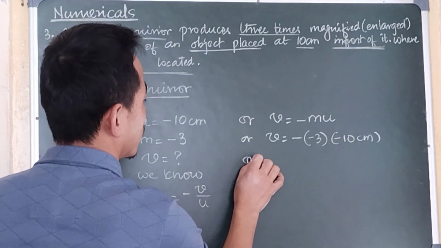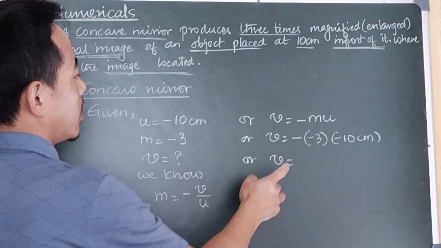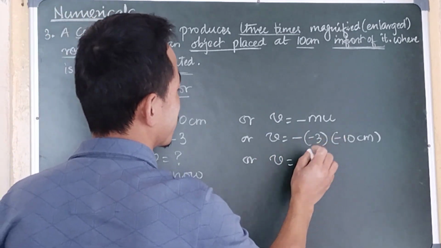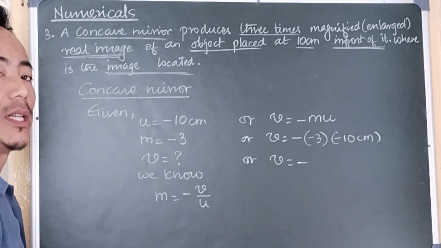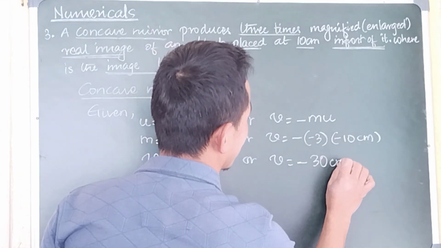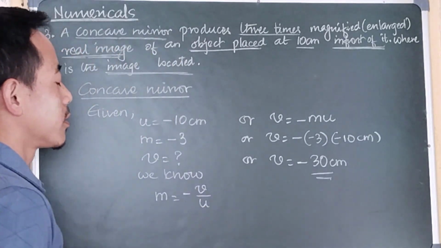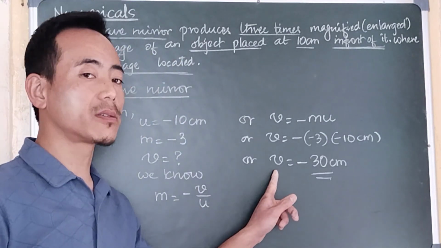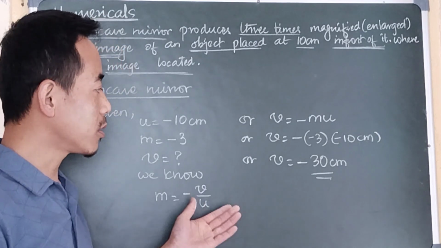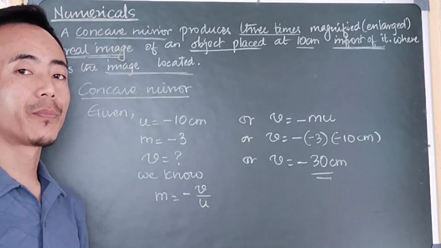Now minus into minus becomes plus, plus into again minus becomes minus. So v will be negative, 3 into 10 will be 30, and the unit will be centimeter. So v is minus 30 centimeter. This is how you will calculate image distance without using the mirror formula. This is a short numerical which may carry 1 mark.